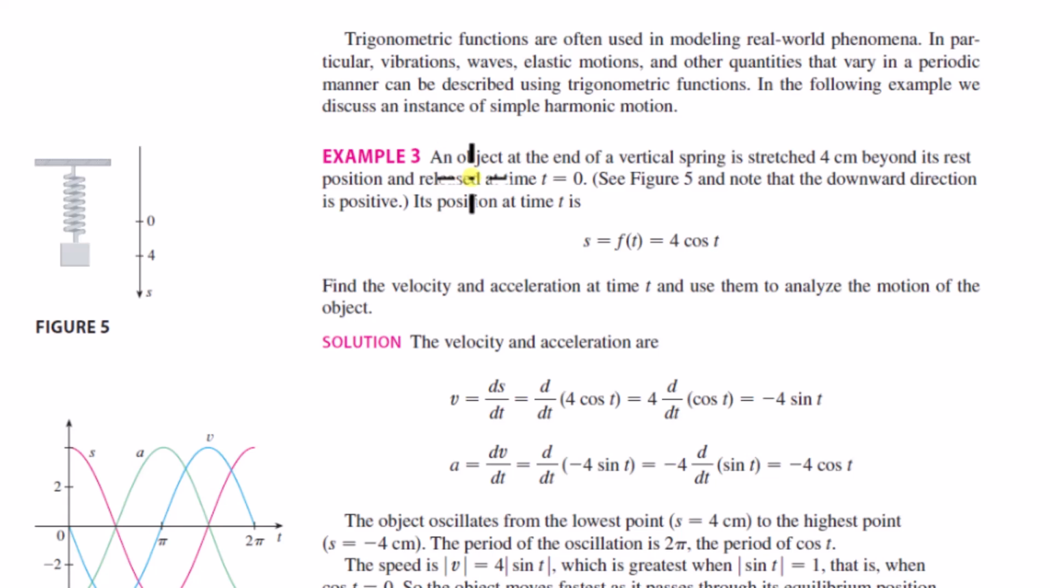Okay, an object at the end of a vertical spring is stretched 4 centimeters beyond its rest position and released at time t equal to 0. And so its position at time t is given by a formula. It's a simple system, a frictionless spring. You pull it 4 centimeters beyond the unstretched length of the spring, and then you release. If there's no friction, it's going to oscillate forever at the same amplitude, going from +4 to -4.